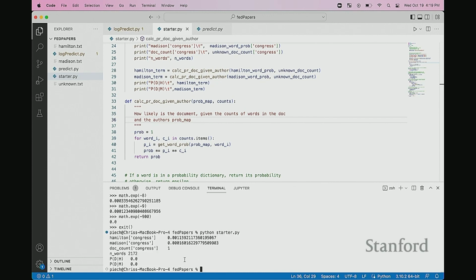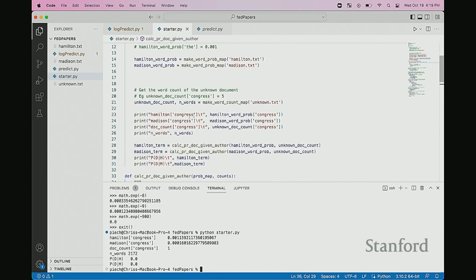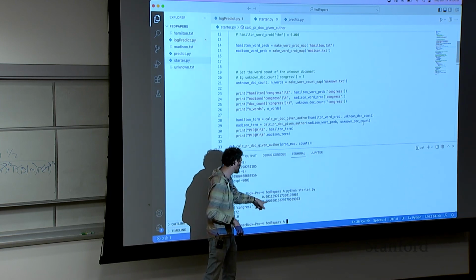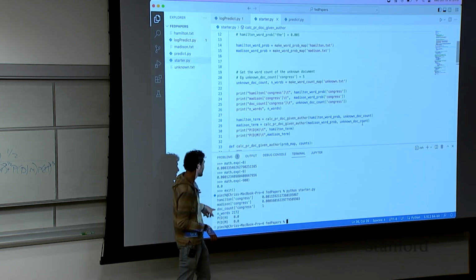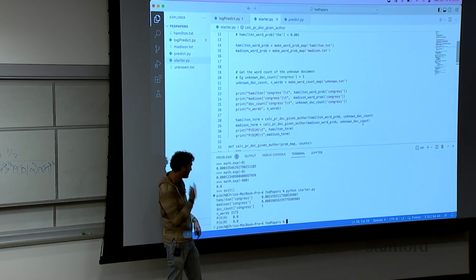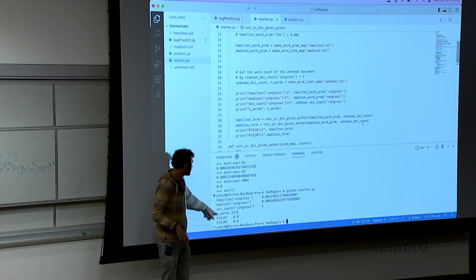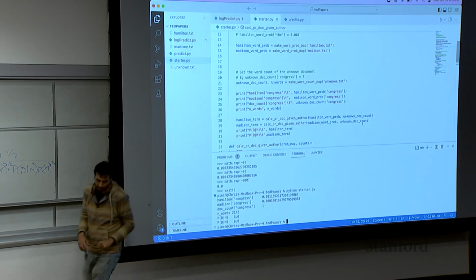Now, if you look at some things I just pull out from the dictionary before I show you any results, I first compute Madison's probability of every word. So the probability that Hamilton writes the word Congress is 0.001. That's very high. I do not write Congress that much. Madison either. Madison's probability of writing the word Congress is 0.00016. Congress shows up once in the document. It's looking a little bit like Hamilton. Anyways, there are 2,172 words in this document.